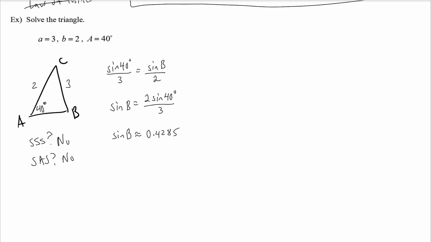Okay. Well, at least that's a possible ratio. Sine actually can equal that. So now I'm going to do inverse sine. So B is going to be inverse sine of that. Again, we'll ask the calculator. We get angle B has to be about 25.37 degrees. Okay, great. But wait.